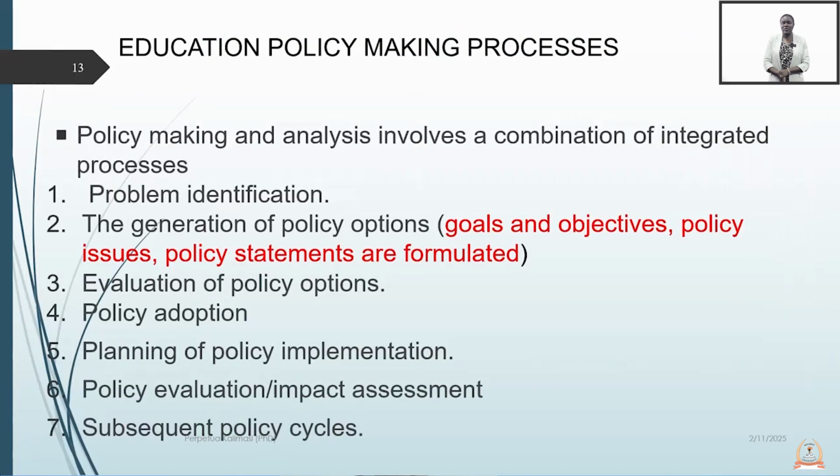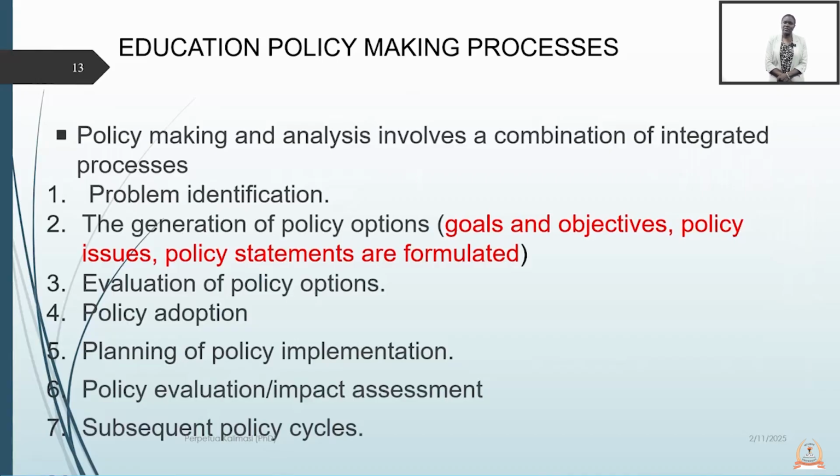And when we're talking about these processes, for example, the first process in the modern or traditional approach, we are talking about a combination of integrated processes. For example, problem identification and generation of policy options. When we're generating policy options, it means we are trying to think about the goals of the specific policy. We are thinking about objectives, policy issues, and the way policy statements are formulated.